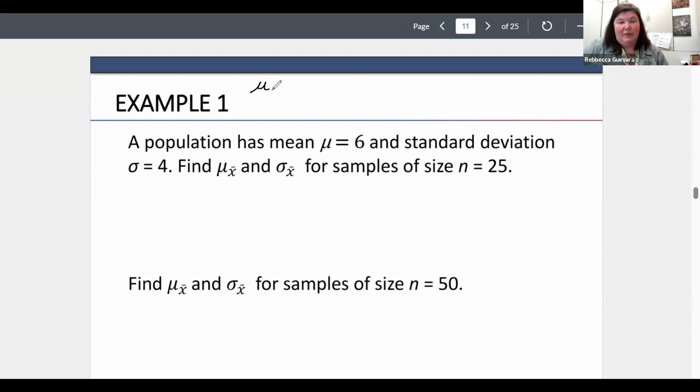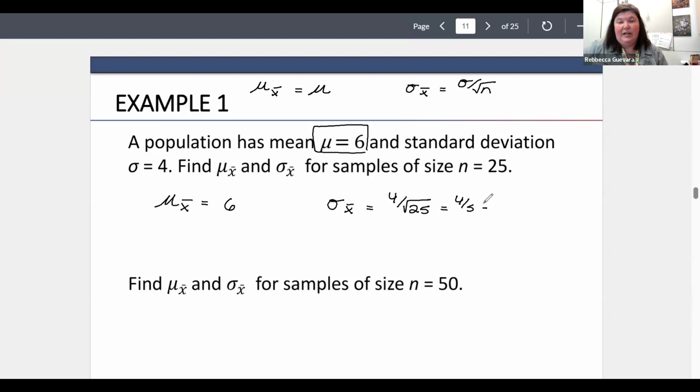Once again, remember that mu sub x bar is equal to mu. Sigma sub x bar is equal to sigma divided by the square root of my sample size. So for my first one, if I have a sample size of 25, the mean is still going to stay 6, like we have here, and the standard deviation is going to be the 4 divided by the square root of the sample size, or the 25. So that's 4 over 5, or 0.8. Like I said, sample size is important, and we're going to see why here.